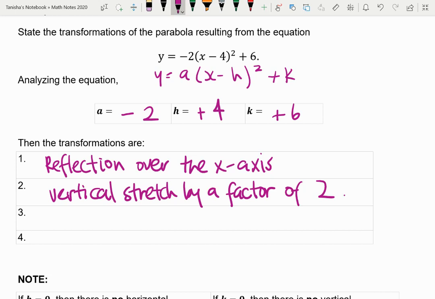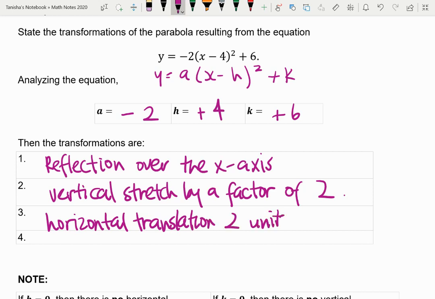Starting with our h, we know that that is a horizontal translation. And because our value of h is greater than 0, it's going to go to the right. So this is a horizontal translation, 2 units to the right, or 2 units right.